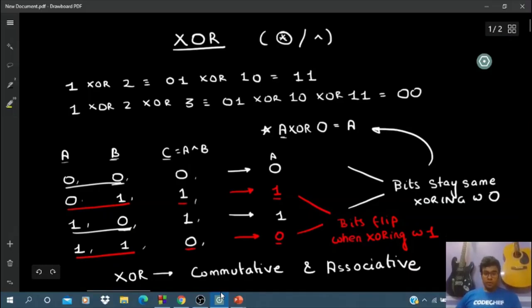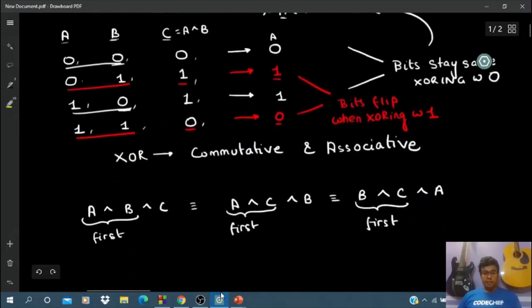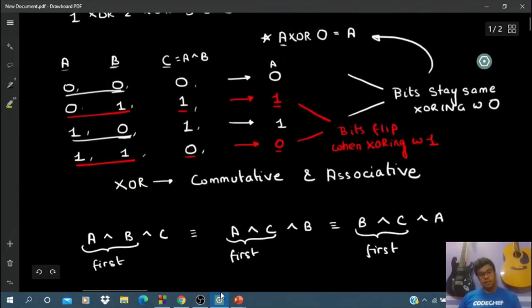So one more thing that I want to talk about is that XOR is commutative and associative. What I mean by commutative and associative is that the XOR operator doesn't only work on two bits or two numbers. It can work on many numbers. For example, in the question that we're given, we have to calculate the value of A1 XOR A2 XOR A3 till XOR AN. And the order in which I place them doesn't matter. I can place them in any order that I want, and the answer will still remain the same.